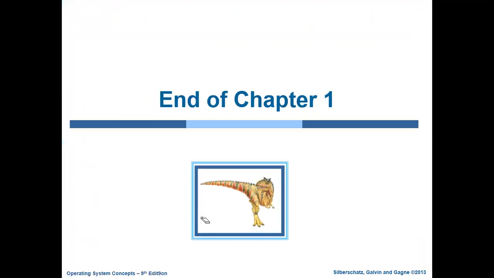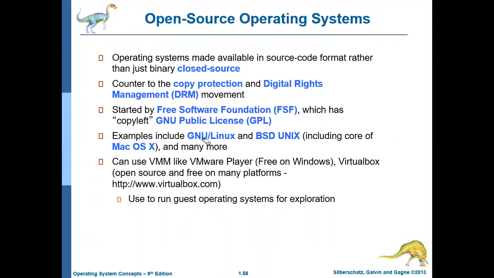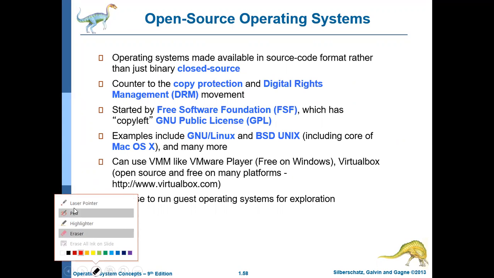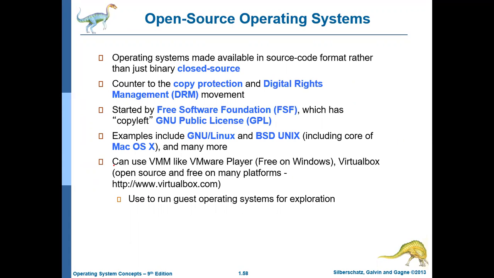So the next topic is open source operating system. We'll just finish with this. There are different types of operating system. If you take Windows, Windows is a proprietary operating system of Microsoft. That is not an open source operating system. The code is not available. Windows is an example of a closed source operating system.